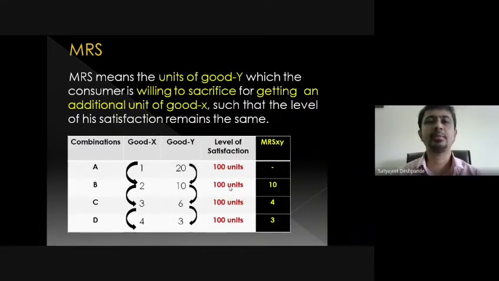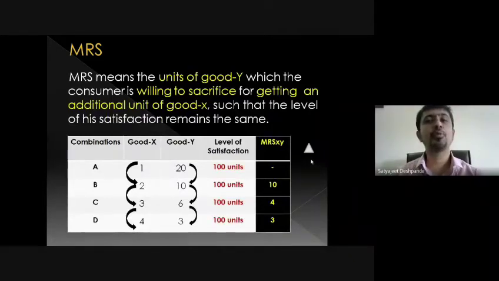So MRS basically means the units of good Y which the consumer is willing to sacrifice. If the consumer is willing to sacrifice 10 units of Y, MRS is 10. If the consumer is willing to sacrifice 4 units of Y, then MRS is 4. And if he is willing to sacrifice 3 units of good Y, then the marginal rate of substitution is 3. So for getting one additional unit of good X, the number of units of Y which the consumer is willing to sacrifice eventually becomes the marginal rate of substitution.